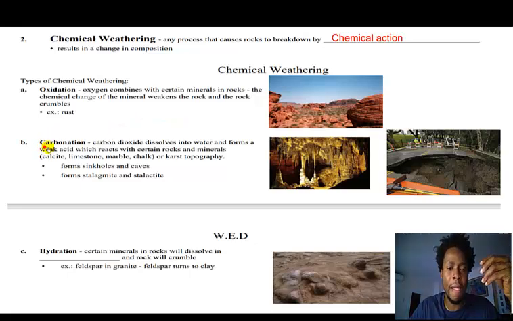Next is carbonation. Carbonation happens when carbon dioxide dissolves in rainwater and creates acidic rain. As a result of that acidic rain, it can dissolve some rock minerals. A classic example is a limestone region, a karst topography. In a karst topography, acidic rain will easily dissolve minerals on the ground, creating a cave.